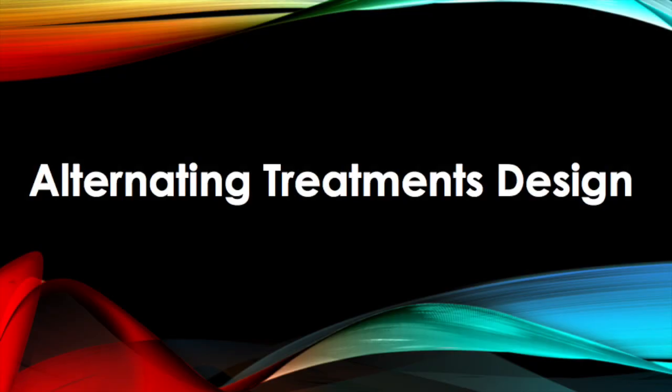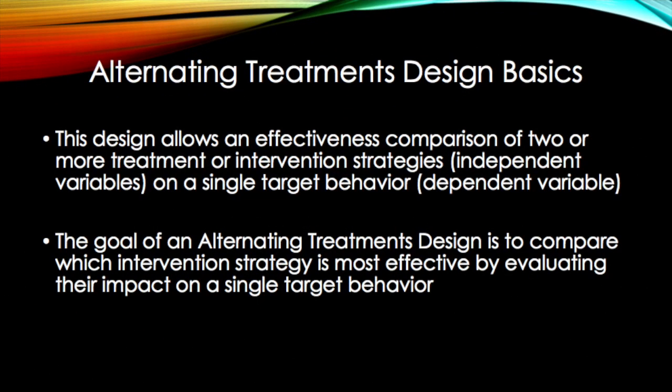Welcome to a basic overview of the alternating treatment single subject design. This design allows for an effectiveness comparison of two or more intervention strategies on a single target behavior. This is in direct contrast to the multiple baseline design, which compares the effects of a single intervention on multiple target behaviors. The ultimate goal of this design is to compare which intervention strategy is most effective by evaluating their impact on a single target behavior.